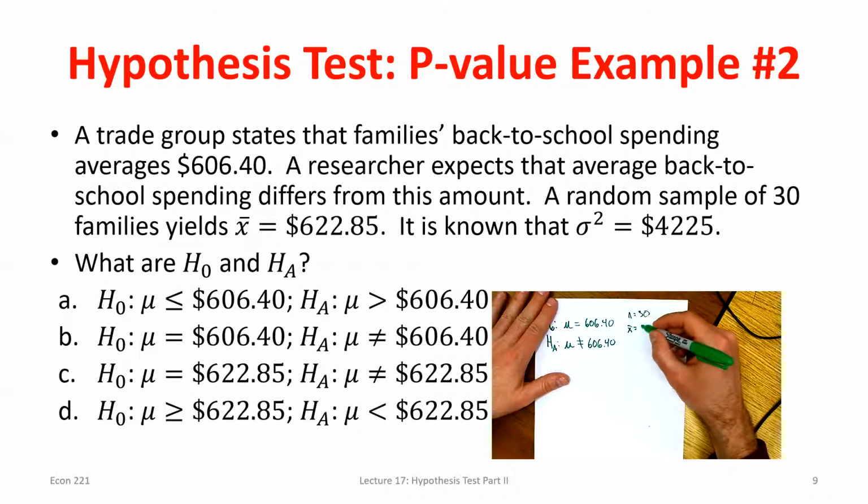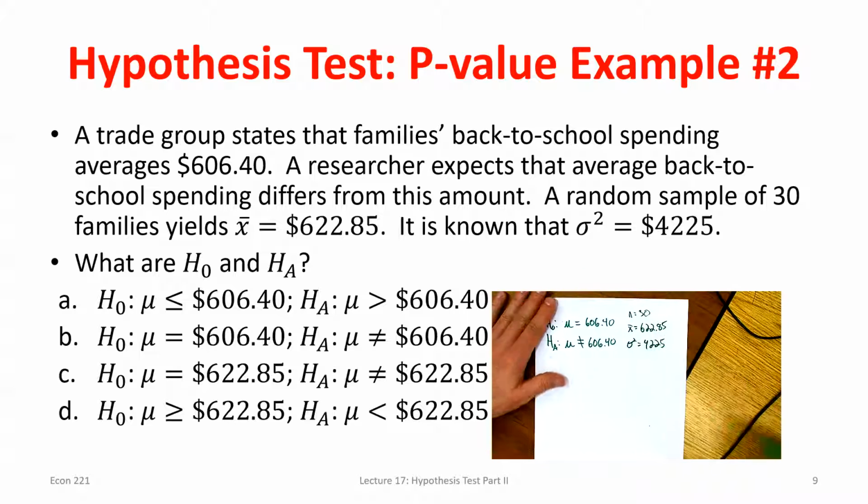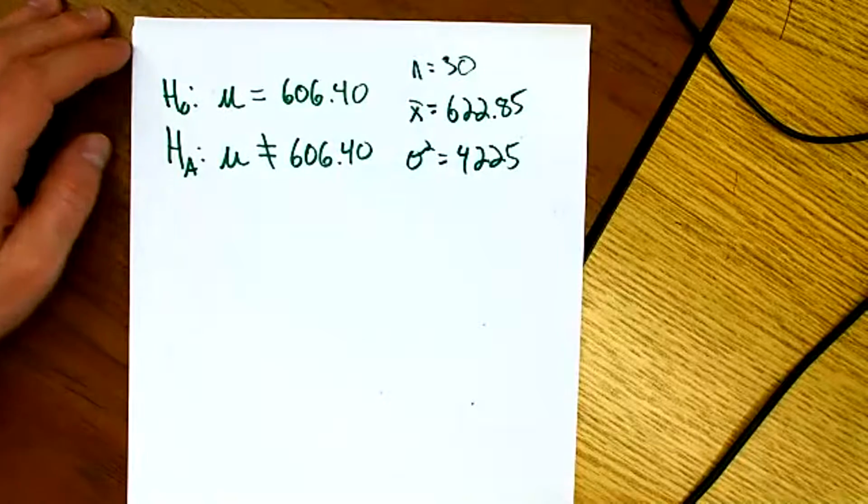The sample mean I found is $622. I was given the population variance, maybe based off historical data. And once again, we won't specify alpha. We'll see how we can test against several alpha values pretty easily. So I've got what type of tailed test here? Well, I've got a two-tailed test. Okay, so that's going to make things a little bit more difficult for us.